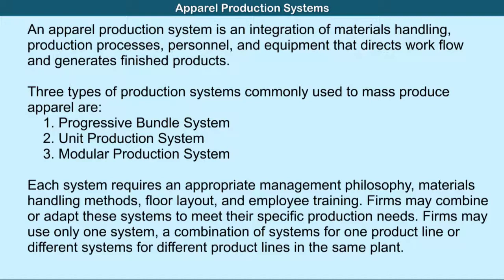Firms may combine or adapt these systems to meet their specific production needs. Firms may use only one system or a combination of systems for one product line, or different systems for different product lines in the same plant.